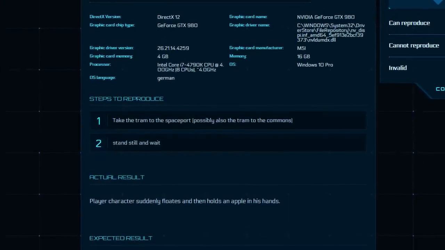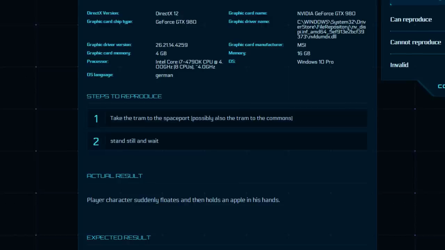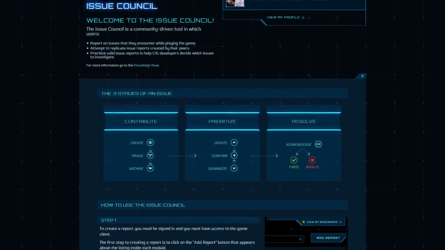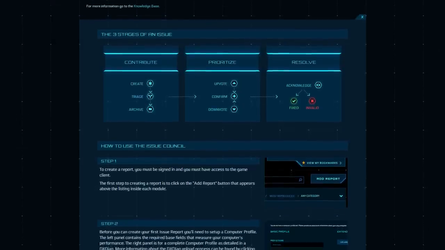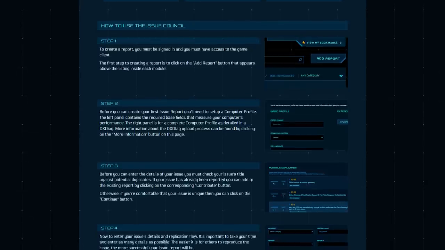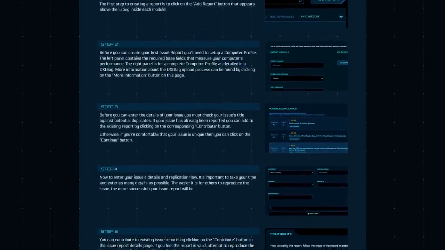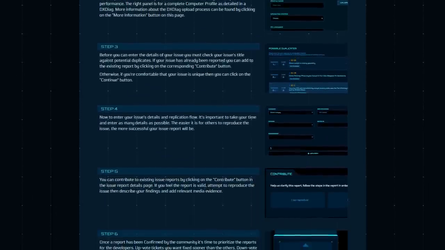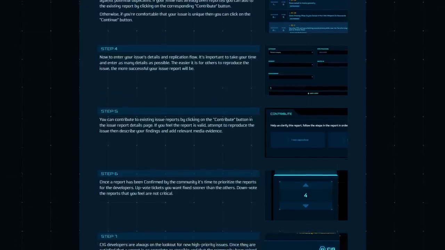Also the fact that they can provide repro steps. Like, how did they get there? What did they do? Sometimes you do something unexpected and that's what's creating the bug, and it's hard for us to reproduce without knowing that's what you did. We determine an issue is valid by the number of contributions it has. Once it hits a certain threshold, in the case of the live Issue Council, that's 10 contributions, then it gets confirmed and we realize it's a valid issue.